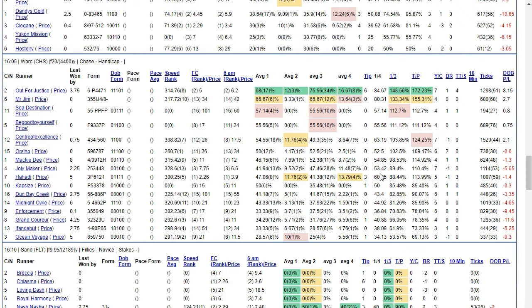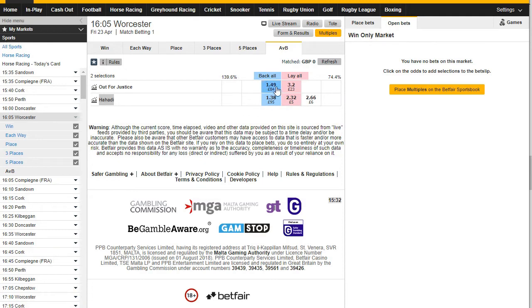It's got more tipsters. The TP rating is quite high, but still not as high as the green rating here. So this one would probably be our selection if we were going to go on this one. And there's not a lot of profit in this market, no matter which one you go on. But if I were going to go on either of them, then it would be Out for Justice.